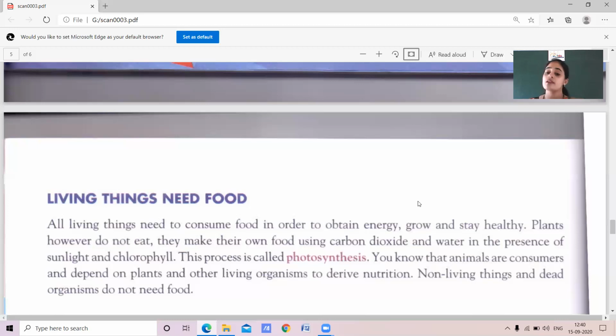Now come to the non-living things. Non-living things and dead organisms do not need food. They will not grow. They do not require energy. So, they do not need food. Now children, this is the second character of living organisms: they need food. Let's move to the third one.